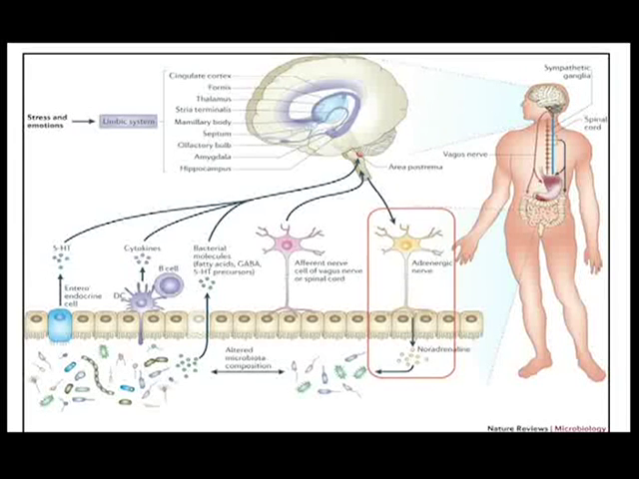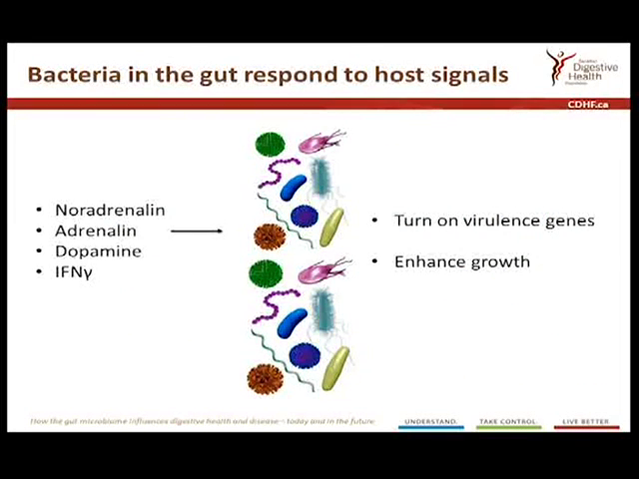And it's interesting because things like noradrenaline, dopamine, and interferon can act on the gut microbes to turn on virulence gene expression and also to enhance cellular growth of a subtype of bacteria. So it means that when you get stressed out, you have noradrenaline and adrenaline happening. That stresses your gut too, and bacteria can read those signals and change their metabolism based on what your body is doing.